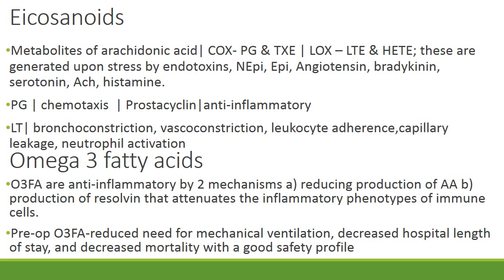Eicosanoids are the metabolites of arachidonic acid, and arachidonic acid is derived from the broken cell wall. There are two pathways, either cyclooxygenase producing prostaglandins and thromboxanes, and the lipooxygenase pathway producing leukotrienes and HETE. Now these products are generated upon stress, which are either by antitoxins, norepinephrine, angiotensins, bradykinin, serotonin, acetylcholine and histamine.